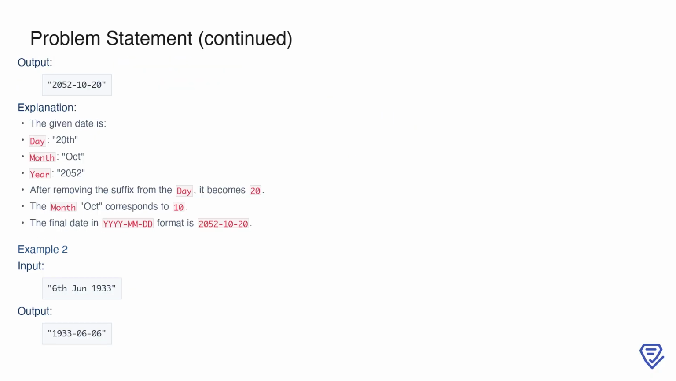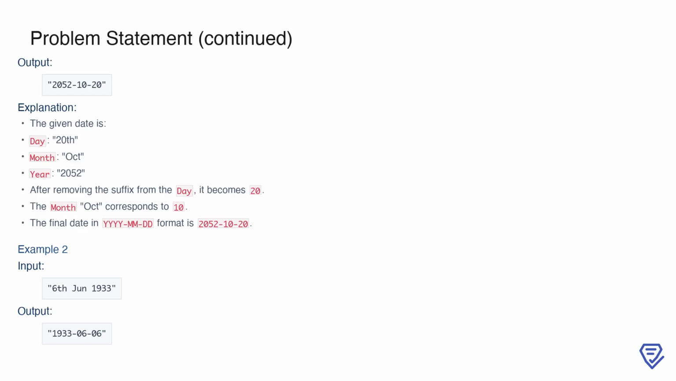In the first example, the input date is 20th Oct 2052. Here, we can break down the components as follows. The day is 20th, which becomes 20 after removing the suffix. The month is Oct, which corresponds to 10. Finally, the year is 2052. When we combine these components in the YYYY-MM-DD format, the output becomes 2052-10-20. Notice how the day and month are zero padded to ensure two digits each.